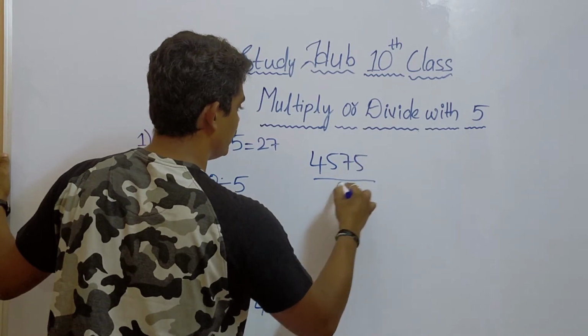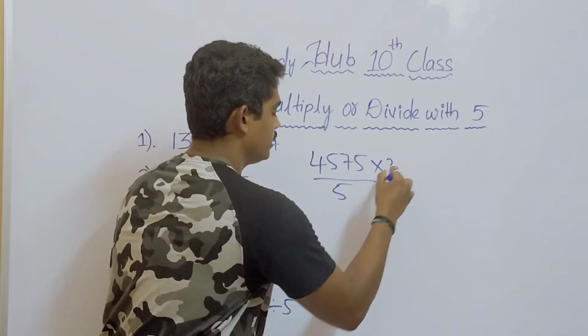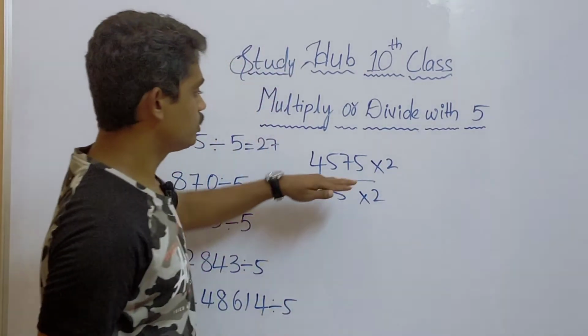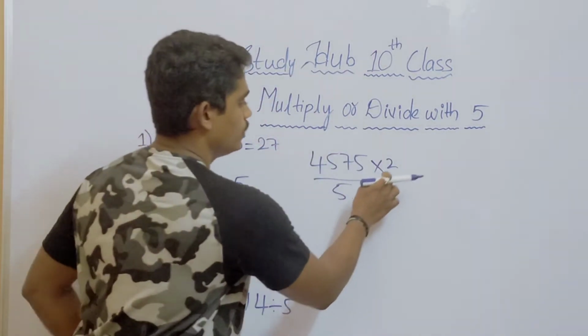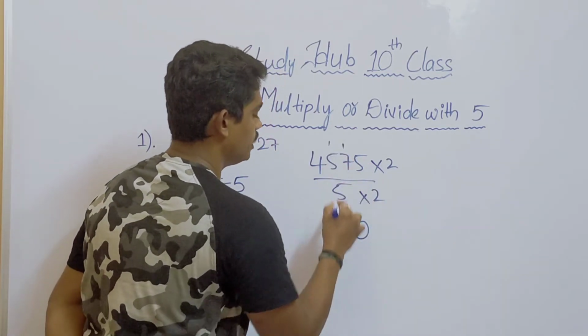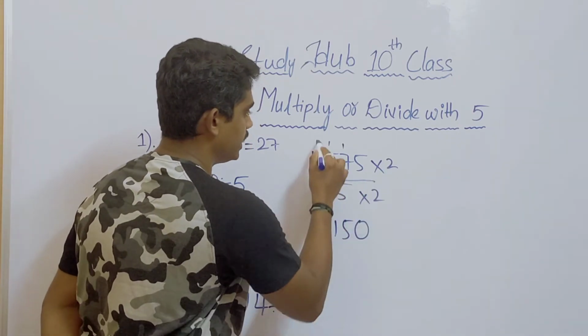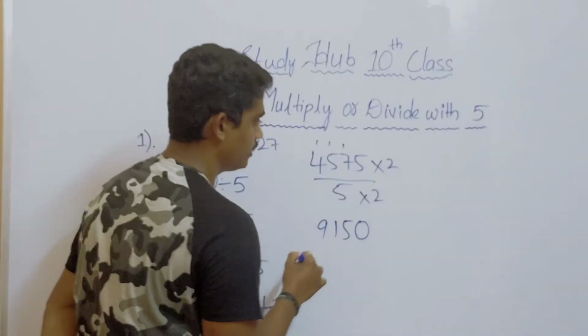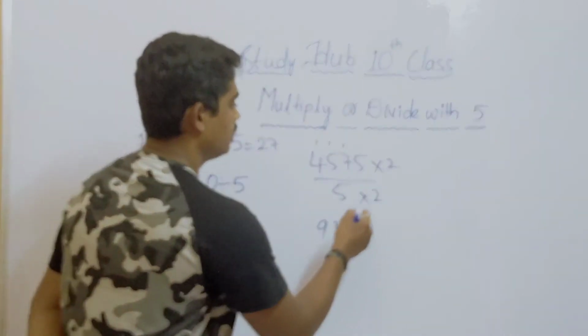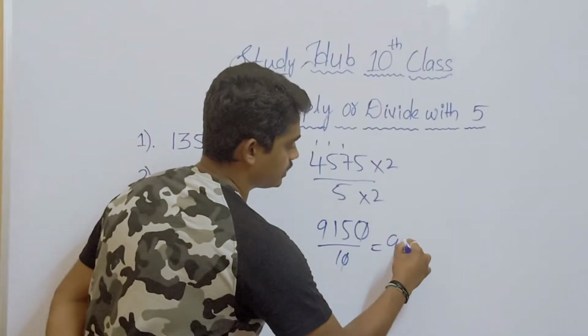4575 divided by 5. What will we do? We will just multiply and divide by 2. So 4575 into 2. 2 5s are 10, 1 carry, 0. 2 7s are 14 plus 1, 15. 2 5s are 10 plus 1, 11. 2 4s are 8 plus 1, 9. And 5 2s are 10. Cancel these zeros, the answer is 915.